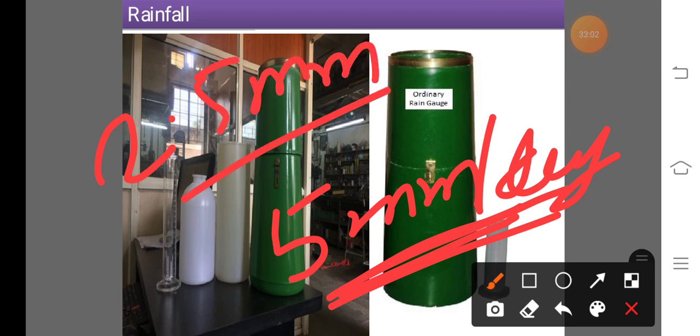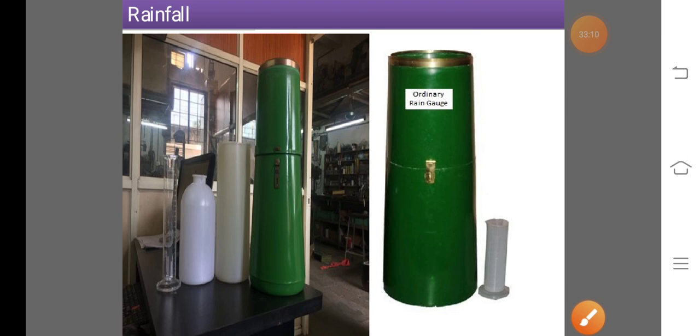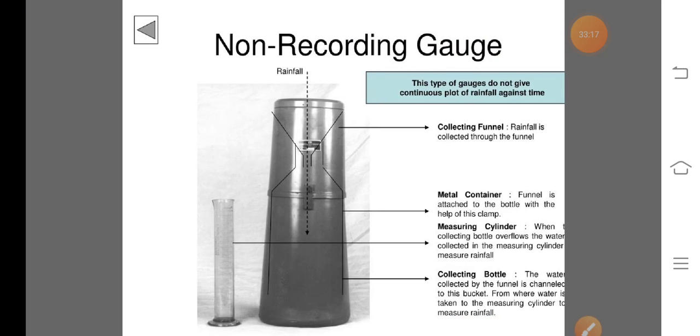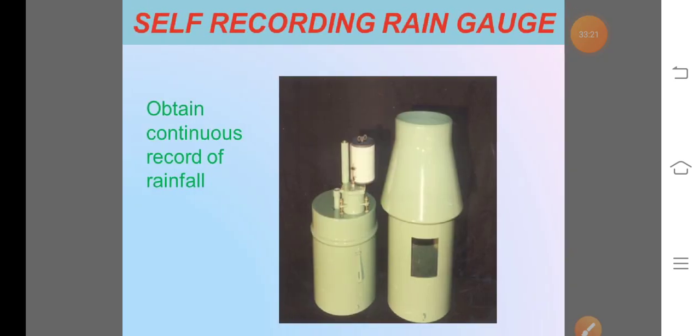2.5 mm or more than 2.5 mm, that day is known as a rainy day. This rainfall is expressed in mm per day, that means the unit of measurement of rainfall is mm per day. This is the ordinary rain gauge. Now next, see here, there are different parts of the non-recording rain gauge, that means the ordinary rain gauge.